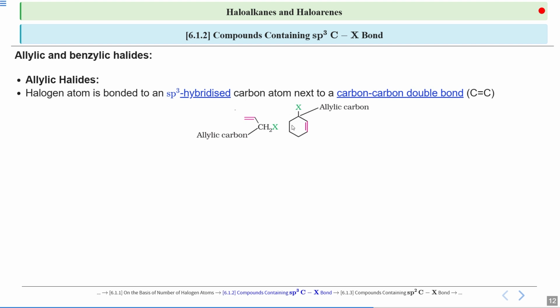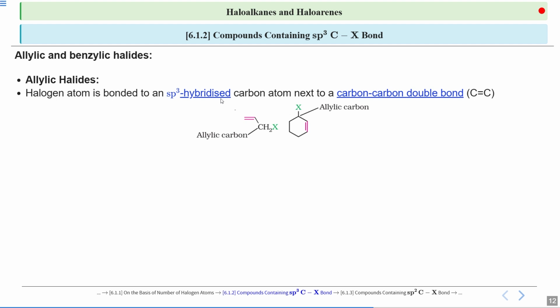In the benzene ring there are consecutive double bonds present. There is only one double bond present here, so it is not a benzene ring. So halogen is attaching with the carbon, and this carbon is attaching with the C double bond C. That means the carbon which is making double bond, right? So this is also allylic halide, and this carbon where the halogen is attached is known as allylic carbon.